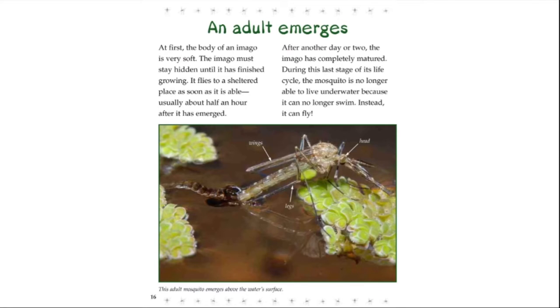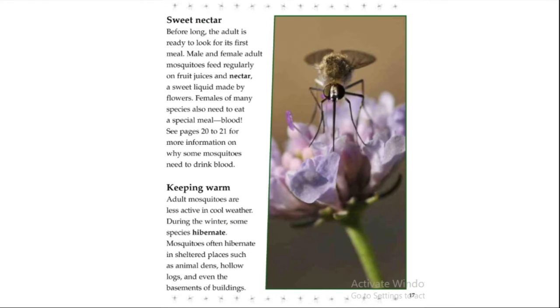An adult emerges. At first, the body of an imago is very soft. The imago must stay hidden until it is finished growing. It flies to a sheltered place as soon as it is able to, usually about half an hour after it has emerged. After another day or two, the imago has completely matured. During the last stage of its life cycle, the mosquito is no longer able to live underwater because it can no longer swim. Instead, it can fly. Sweet nectar. Before long, the adult is ready to look for its first meal.